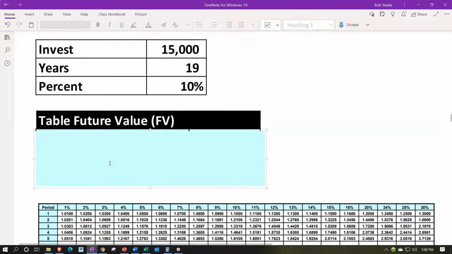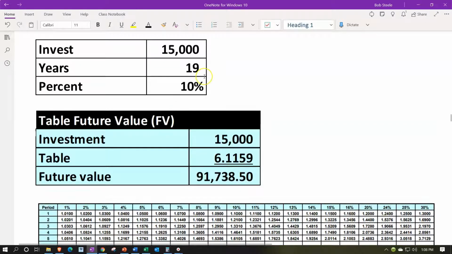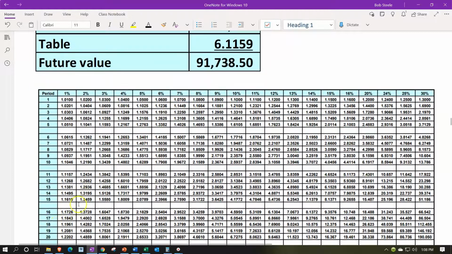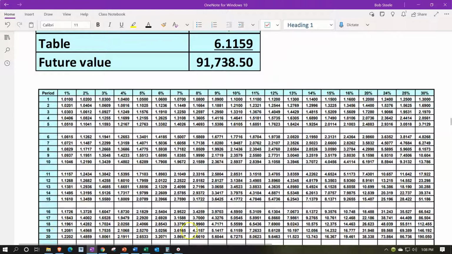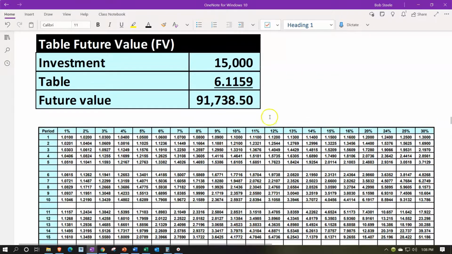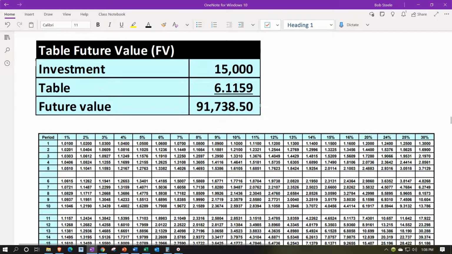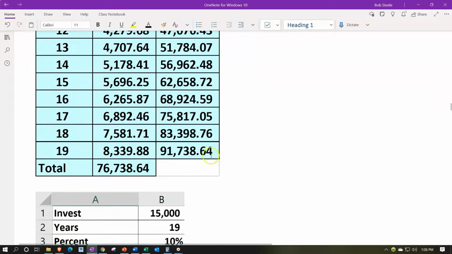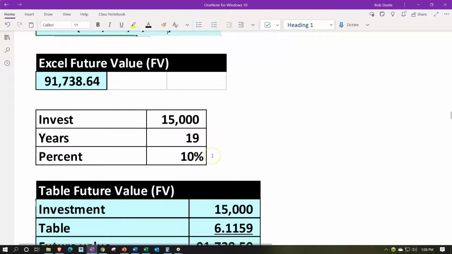If we do this in the tables, then we would take the 19 periods, because it's 19 years, the periods being in years, and 10%. So we take the 19 down here, and the 10%, which is going to be 6.1159. So 6.1159 gives us the 91,738.50 once again. Tying that out, that's going to be the 91,738.64.